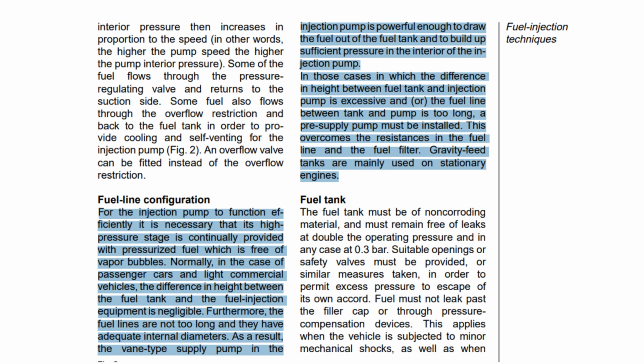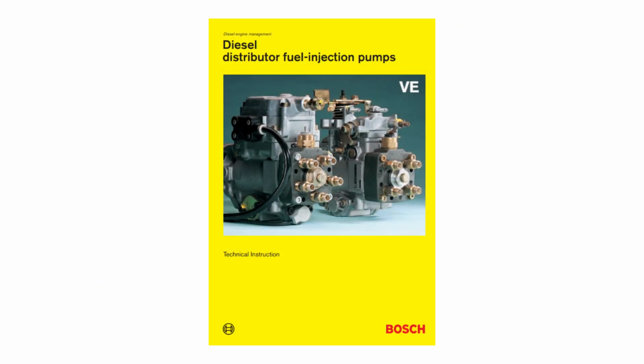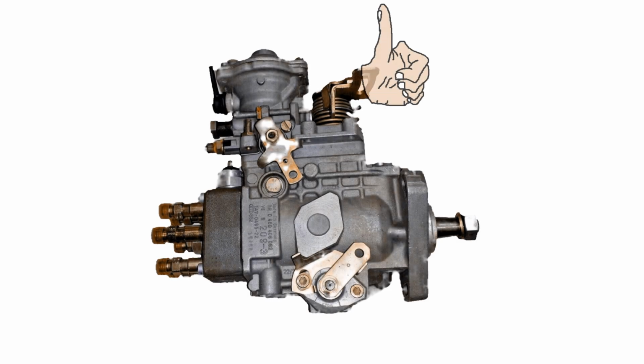This overcomes the resistance in the fuel line and the fuel filter. Gravity feed tanks are mainly used on stationary engines. So you can see this OEM document by the manufacturer of the injection pump recommends the installation of a lift pump should there be a requirement for it. We can determine from this that a lift pump of the right size and the right type will not damage the pump, and the pump will operate normally in tandem with it installed.